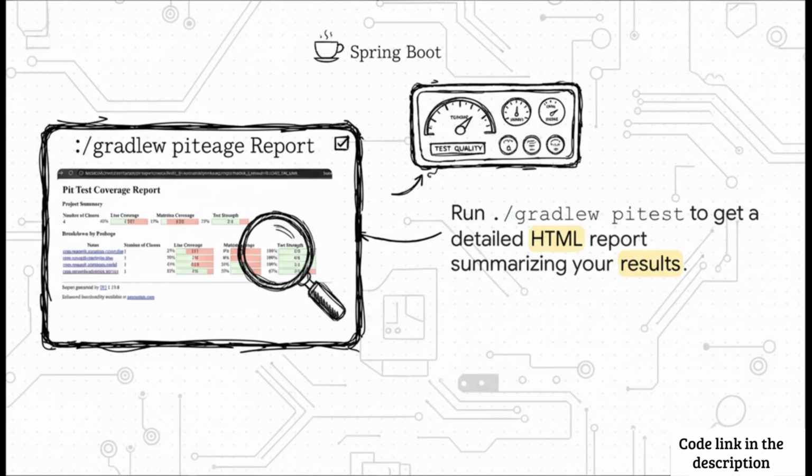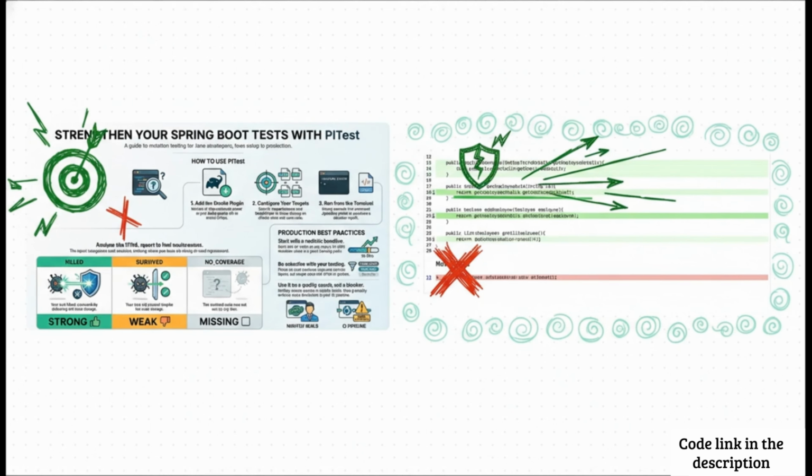So once you run ./gradlew test from your command line, the tool does its thing and spits out this really nice, clean HTML report. Honestly, you should think of this as your new dashboard for test quality. It gives you a great overview and then lets you click in and see the details for every single class. Okay, let's zoom in on the report for our example employee service.